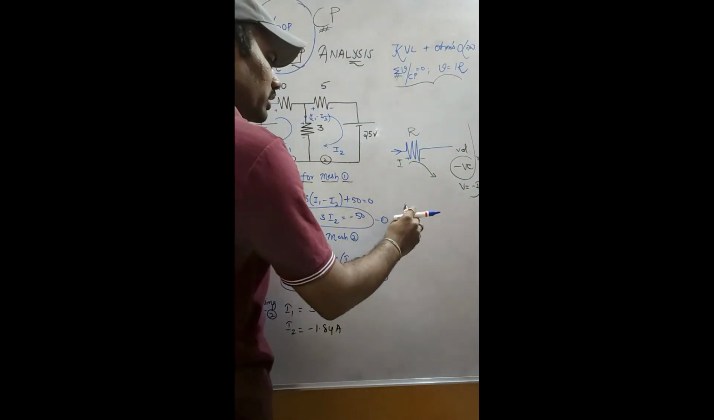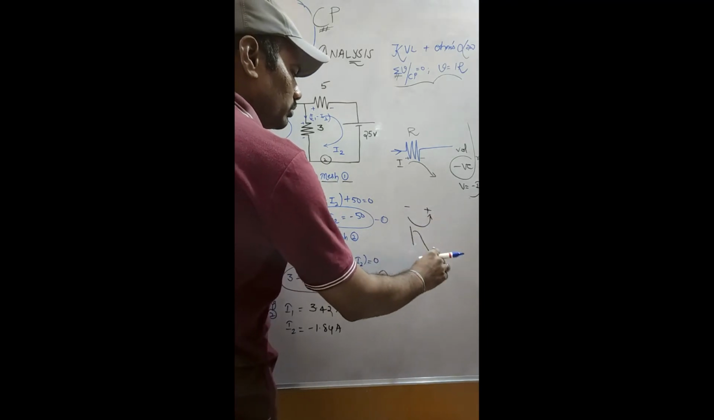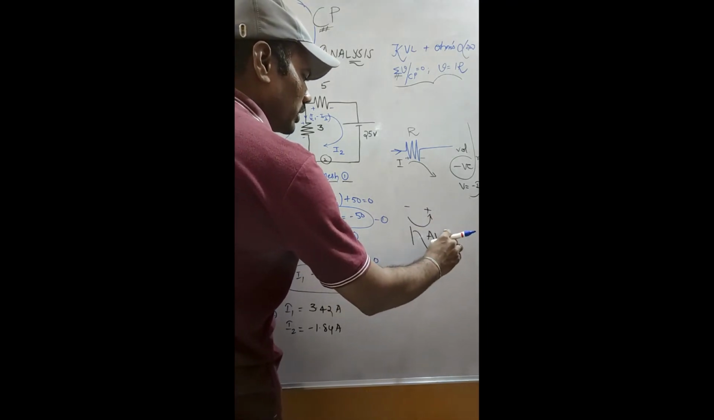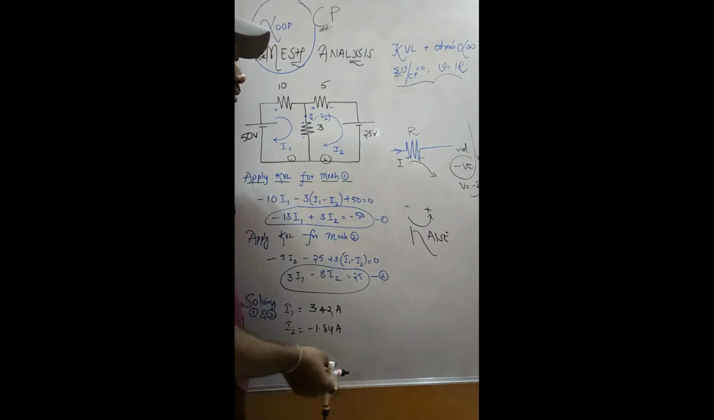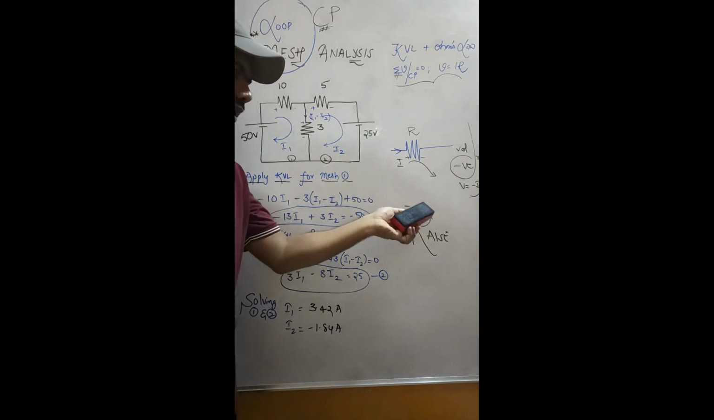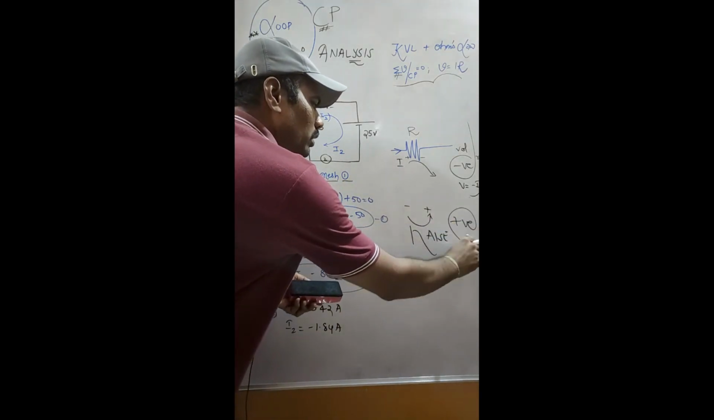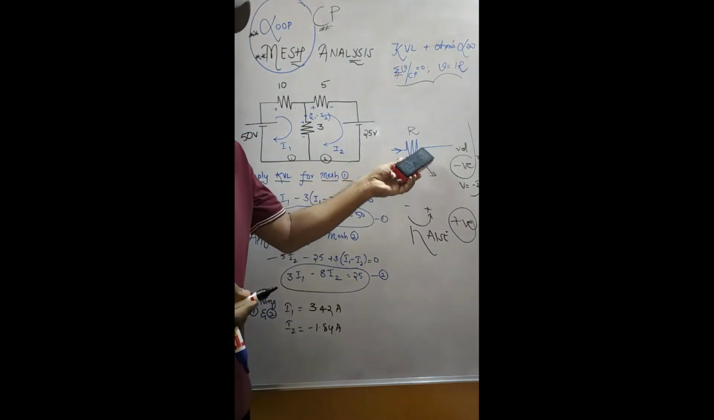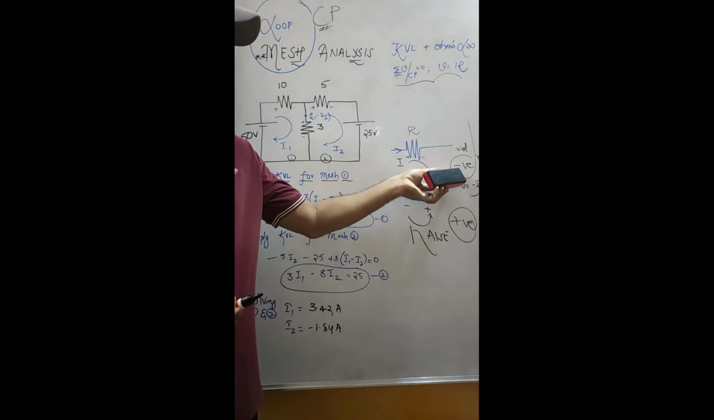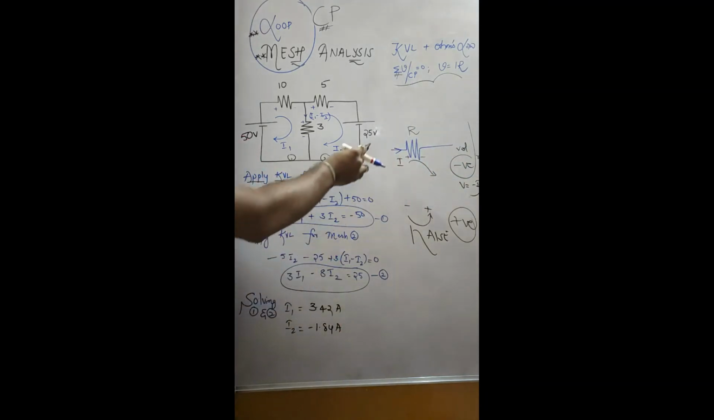Same thing, when the current travels from negative to positive, I would assume this is some voltage rise. This is just an assumption. Just try to identify: when the current travels from negative to positive, I make this positive polarity. When the current travels from positive to negative, I assume negative polarity here. That one may be a voltage drop. This is a basic rule I have to follow here. Observe this too.